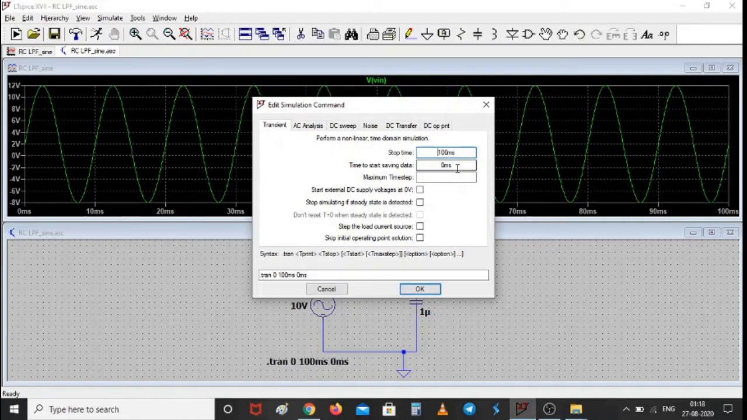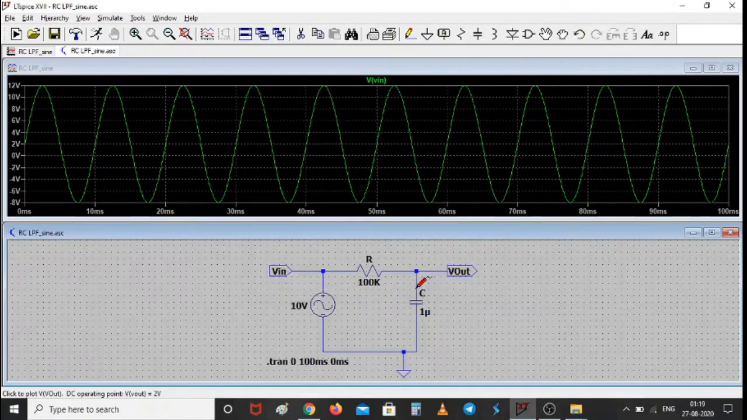And the stop time I have chosen here is 100 milliseconds, for a reason. In my input signal, the period is 10 milliseconds and I am interested in observing up to 10 cycles. So with a period of 10 milliseconds up to 10 cycles, it consumes 100 milliseconds. That is why I have chosen the stop time to be 100 milliseconds. It can even be more than that, no issue. Okay, so I am clicking OK here. Then I'll run it here.